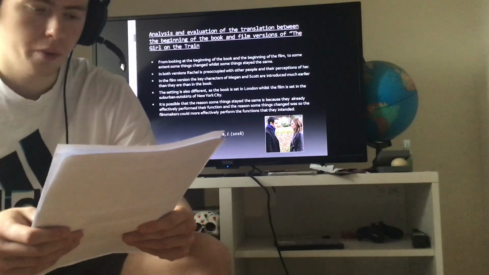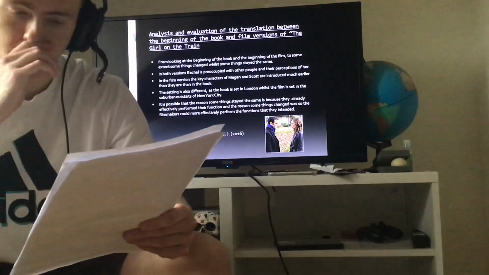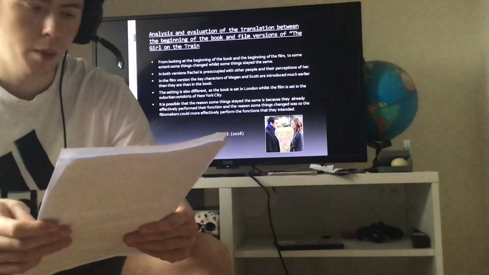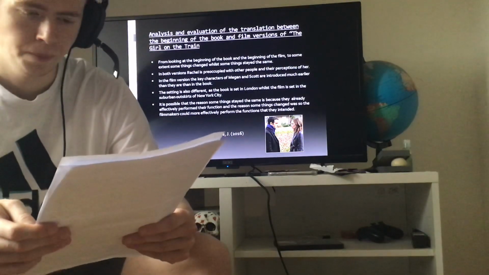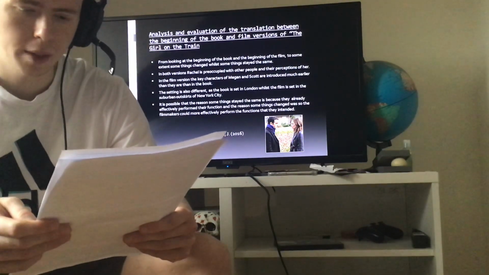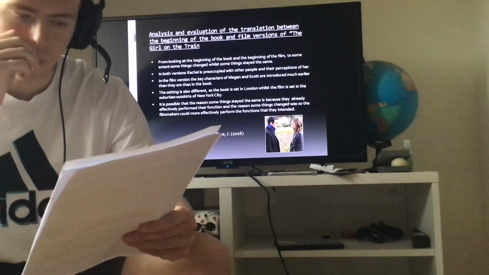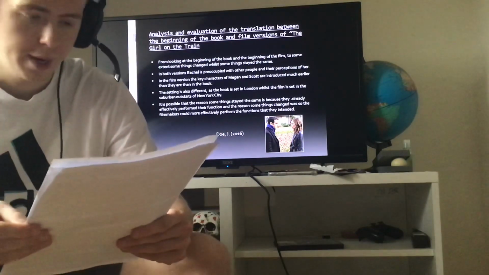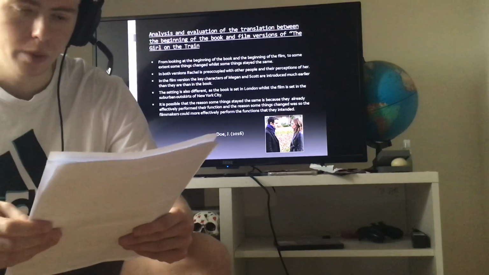However, to some extent, not all things translated the same. This is as Megan and Scott are introduced at the beginning of the film, when in the book they are introduced later on. This is due to the film having a condensed length compared to the book, as the film is 112 minutes long, and the book can be read in roughly 10 hours total.